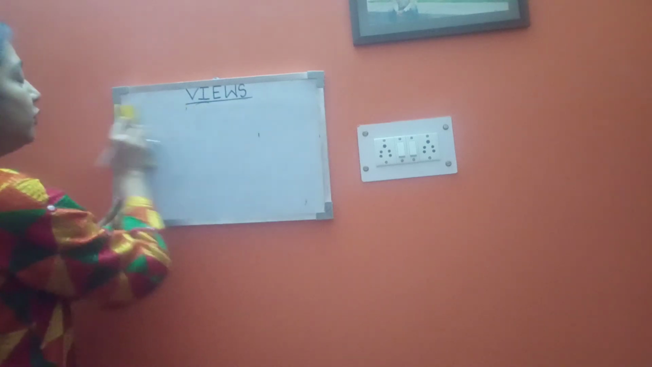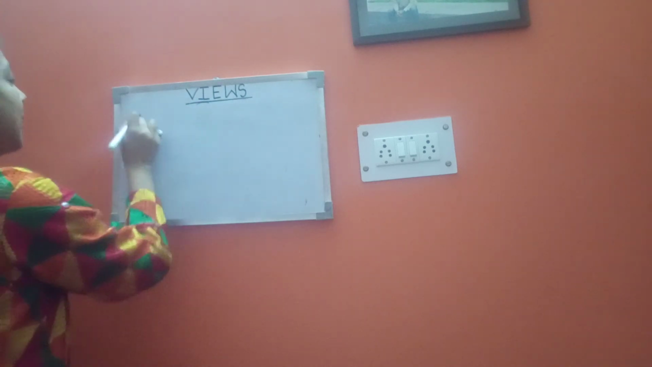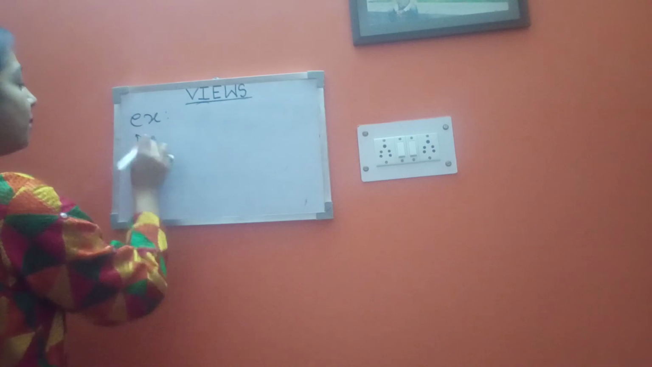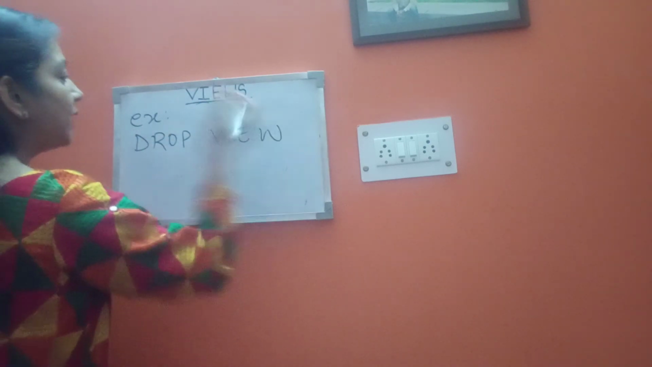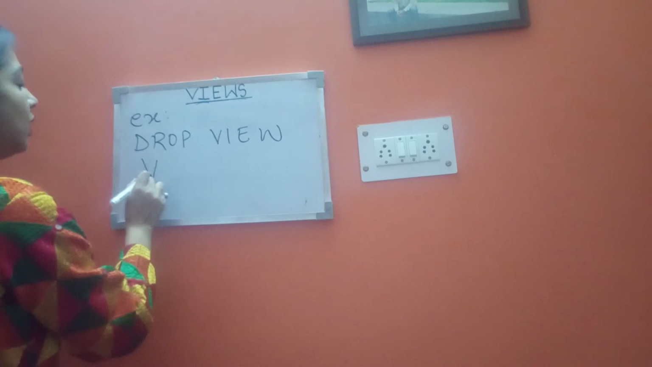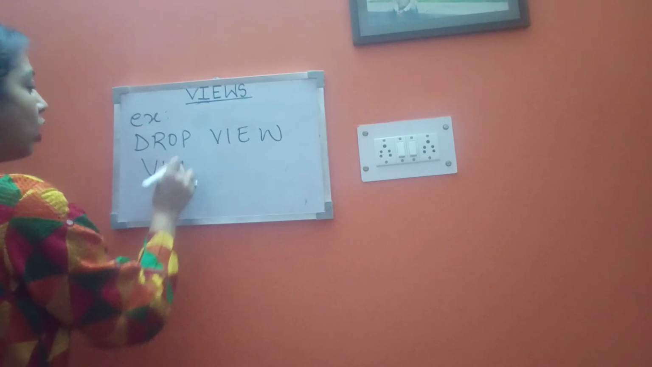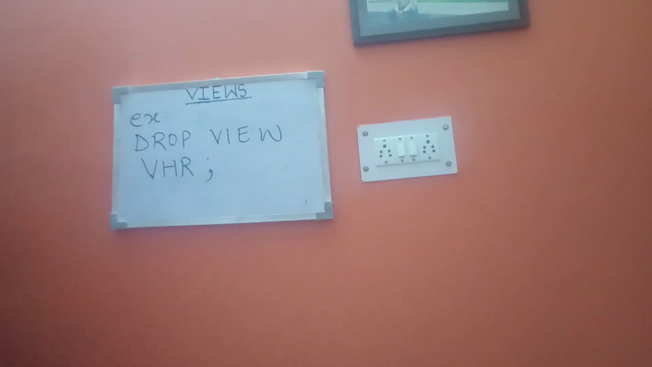Now I will give you an example for the same. The example says drop. What should I drop? View. What is the name of that view? Suppose I created the view VHR. Drop view VHR. So this view will be permanently deleted from the system. So this was all about views.